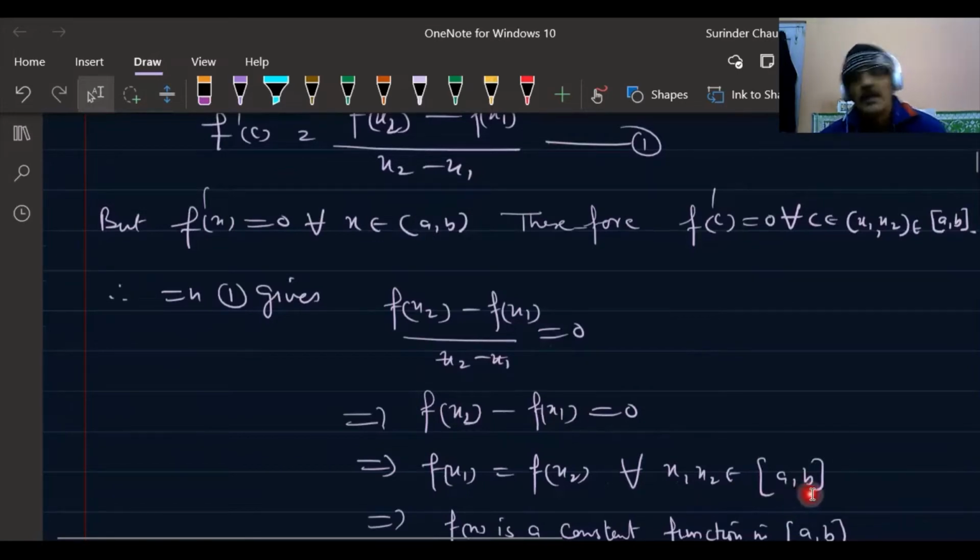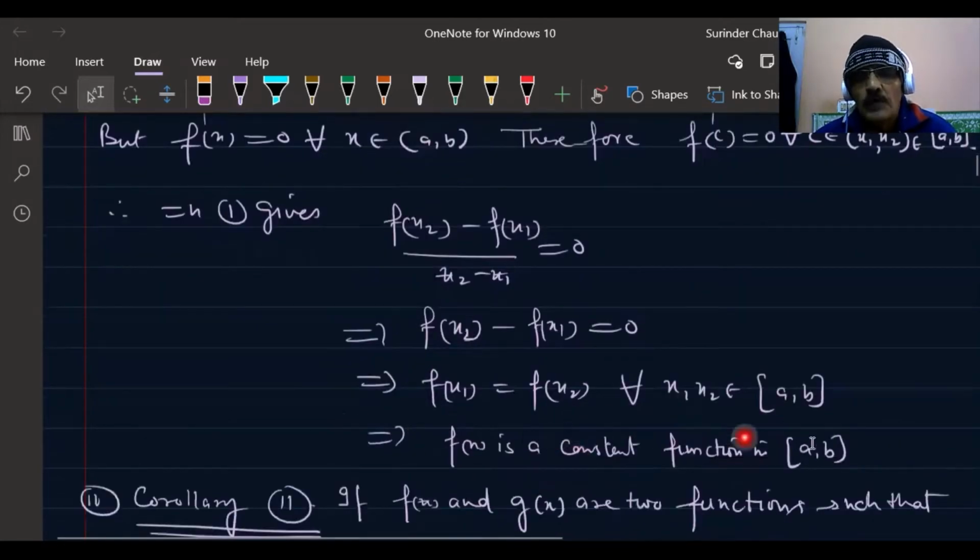Now here, first we fixed the values of x1 and x2, then we made them arbitrary. Arbitrary means they can take any value from a to b, including the endpoints a and b. So the function values are equal. If the function values are equal at all points within the closed interval [a, b], then the function must be a constant function. So f(x) is a constant function for all x belonging to the closed interval [a, b].